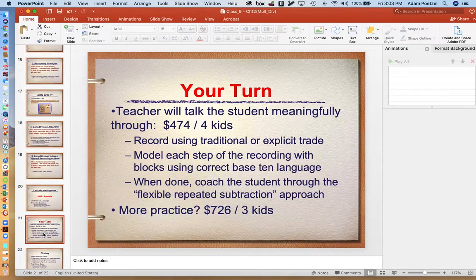So practice the language going through using base 10 language each step of the way. And then when done, try that flexible approach that I showed you, the flexible approach that we did earlier on that question, okay? And if you want, try another one as well. And this can be in your notes that you might take a picture of later. So pause the video and try those out.